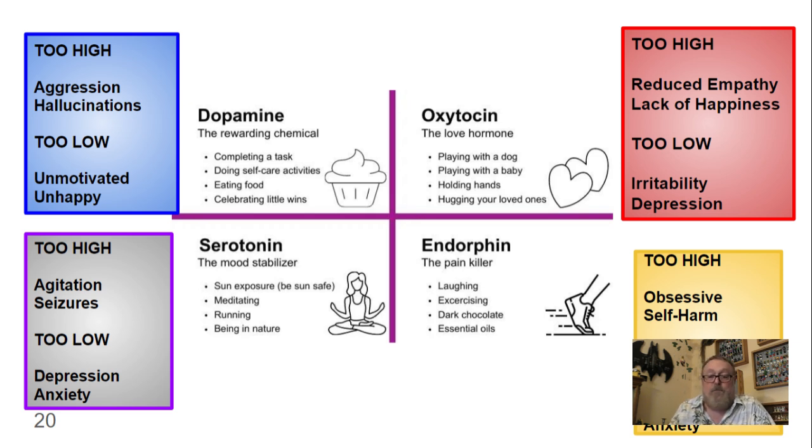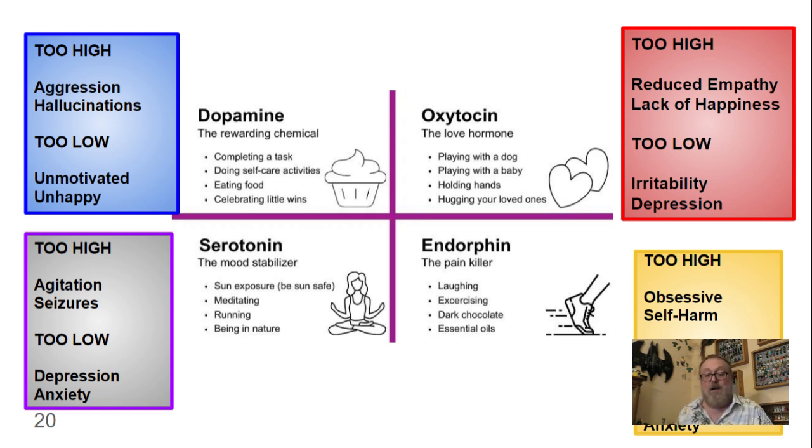Endorphins is the third one. They are natural painkillers and stress relievers and control your well-being and anxiety. Too high levels of endorphins cause disorders like obsessive compulsive behaviors or even self-harm. Too low levels of endorphins give you increased aches and pains and depression and anxiety and mood swings.